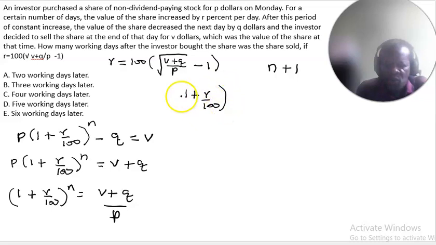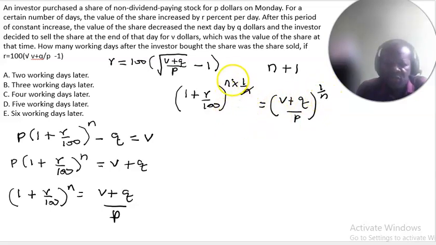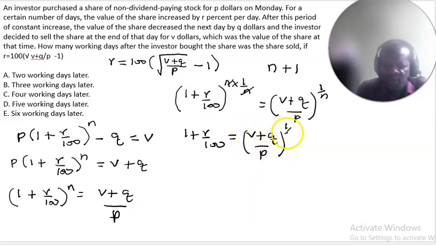So what do we do to take away the n? We multiply both sides by 1 over n. So we have n here times 1 over n, so equals V plus Q over P raised to power 1 over n. So this becomes 1 here. So we have 1 plus R over 100 equals V plus Q over P raised to power 1 over n.